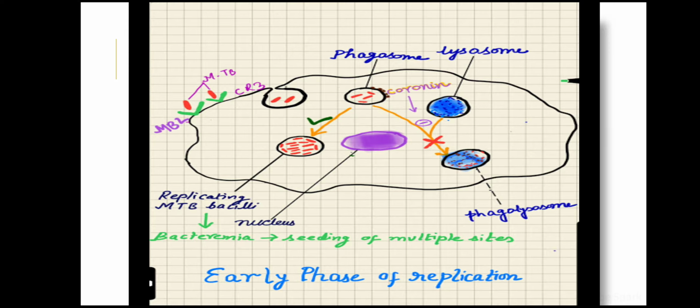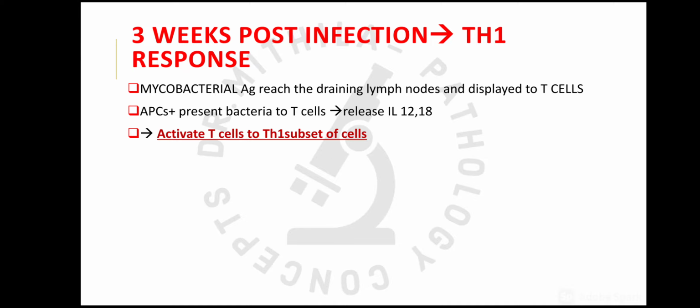Now the bacteria will be replicating inside our body, and it will reach the lymphatics and, through that, the lymph nodes, where it gets near the lymphocytes. Next, there will be the lymphocyte response, which usually occurs 3 weeks post infection. So this is a delayed type of response, a delayed type of hypersensitivity. In this, the mycobacterial antigen will reach the draining lymph node. Now it has replicated, it reaches the lymph nodes, and there it is displayed to the T cells.